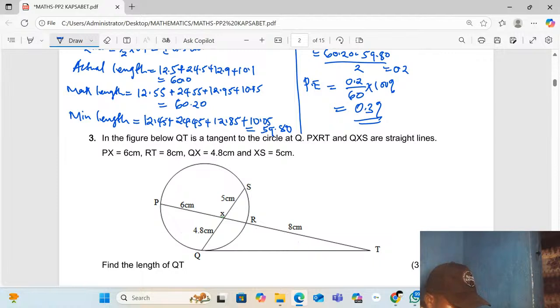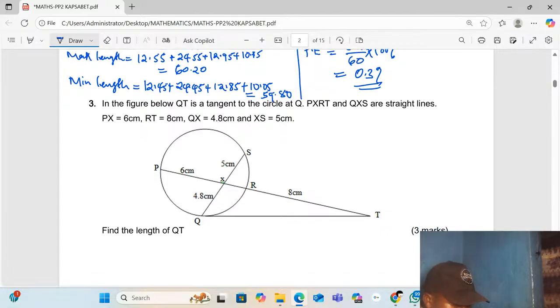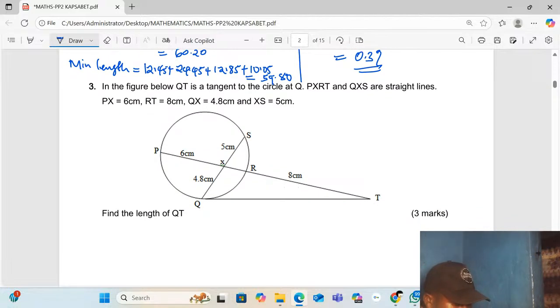In the figure below, QT is a tangent to the circle at Q. PX, RT, and QXS are straight lines. PX is equal to 6 centimeters, RT is 8 centimeters, QX is 4.8 centimeters, and XS is 5 centimeters. We are asked to find the length of QT. So this is the length QT.